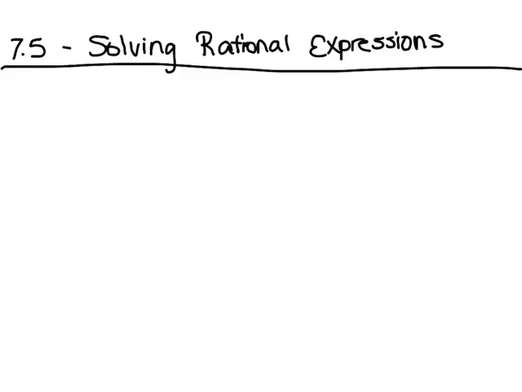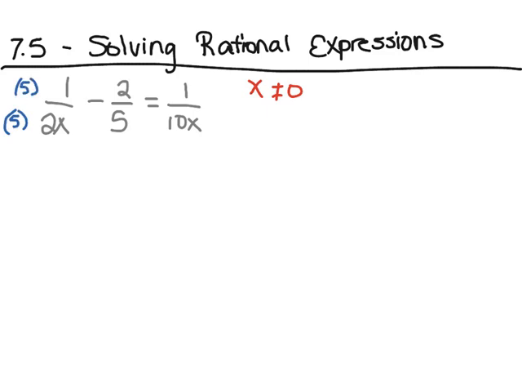Solving rational expressions. Okay, to solve rational expressions, we are going to first make all our non-permissible values, and then we're going to make the denominators the same. So for the first equation, the non-permissible values will be x cannot equal 0. Now we're going to make all our denominators the same, and because 5 and 2 both go into 10, we're going to multiply to get our denominators to be 10x. So on this one, we're going to have to multiply by 5. And on this one, we're going to have to multiply by 2x. And we won't have to multiply the last one at all.